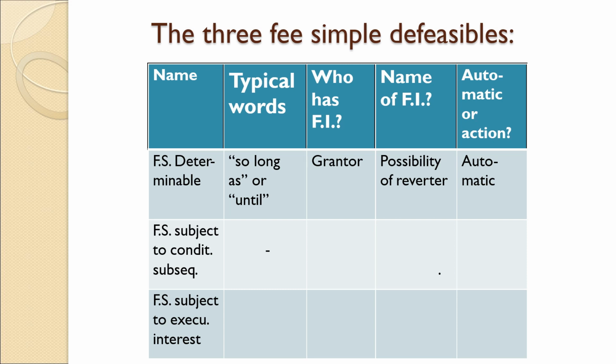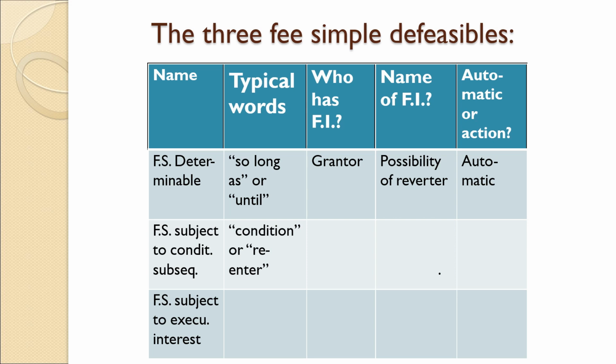In the second row, we'll look at the fee simple on condition subsequent. Here, the typical words are either the word condition or the word reenter. How would that sound in an actual example? I grant this land to A on the condition that the house on the property remains standing, or on the condition that no livestock is placed on the property.